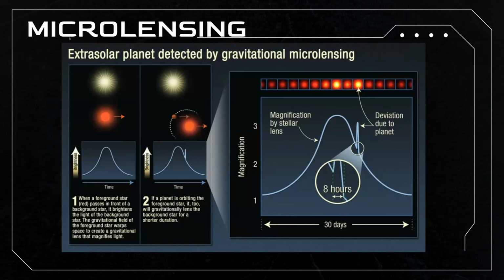Last kind of major one I'll go over is microlensing. So exoplanets can be detected by gravitational microlensing. Gravitational lensing is an effect that occurs when a sufficiently large body is between a source and an observer, and that distorts the space-time in between the source and the observer into a lens.